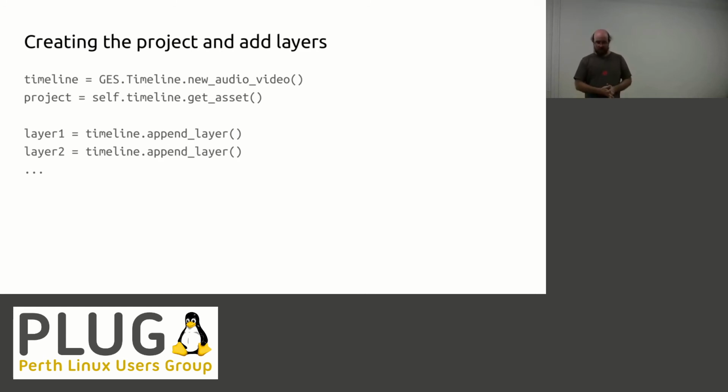I can create a new timeline and get the project for the timeline. In this case, I've created a timeline which just has audio and video tracks, though you can also create something which only has video or only has audio if you want. It's not quite as interesting to produce an audio-only project, but it is possible. And you can add a set of layers, as many as you need.